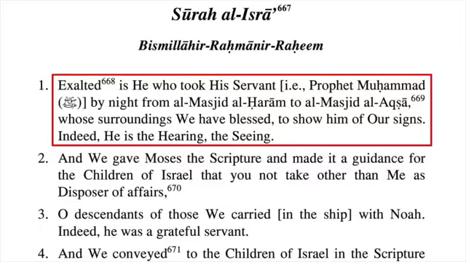Lots of Muslims are convinced that Surah 17, verse 1 of the Quran refers to the night journey. The verse says, "Exalted is he who took his servant," and in brackets the translators add, i.e. Prophet Muhammad, "by night from Al-Masjid al-Haram to Al-Masjid al-Aqsa, whose surroundings we have blessed, to show him of our signs. Indeed, he is the hearing, the seeing."